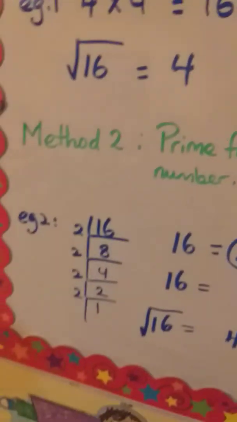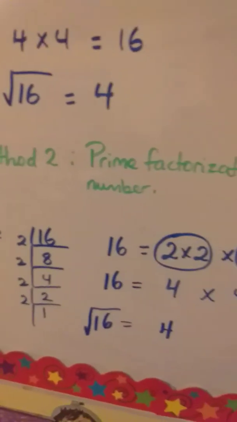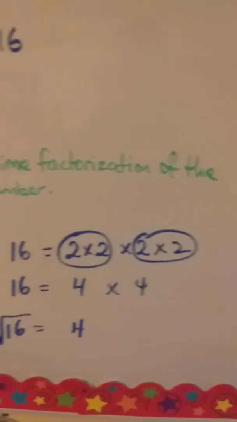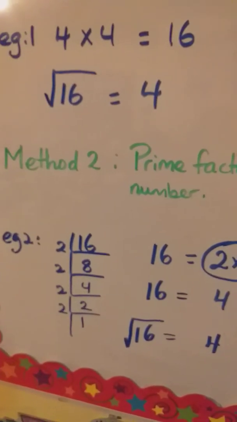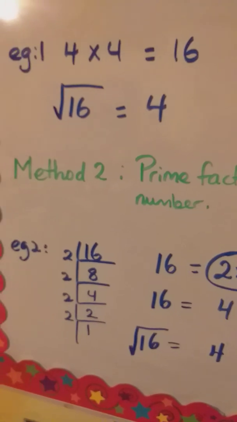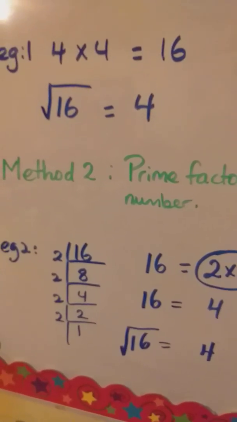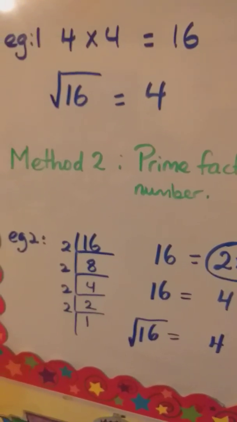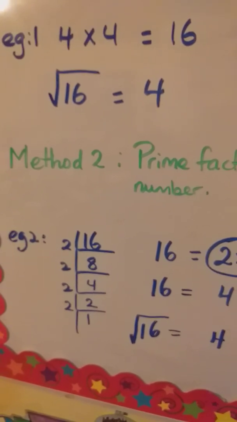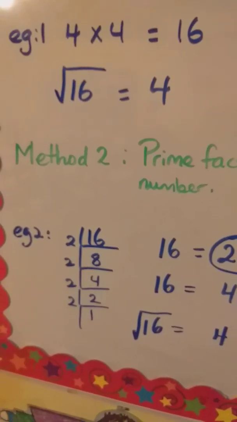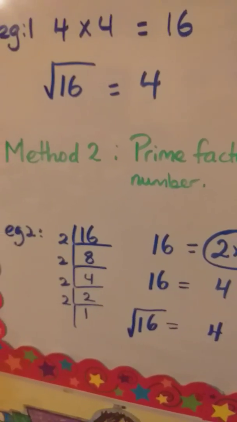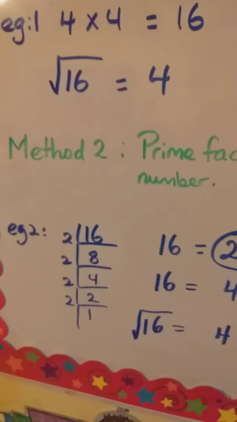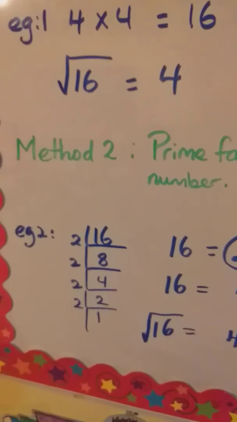The next method we could use is called prime factorization of the number. Now remember last week we did prime factorization. What is prime factorization? Just a reminder. Prime factorization is finding all the prime factors of a number, meaning that when we multiply all these prime factors, we should get back the original given number. So here the given number is 16.